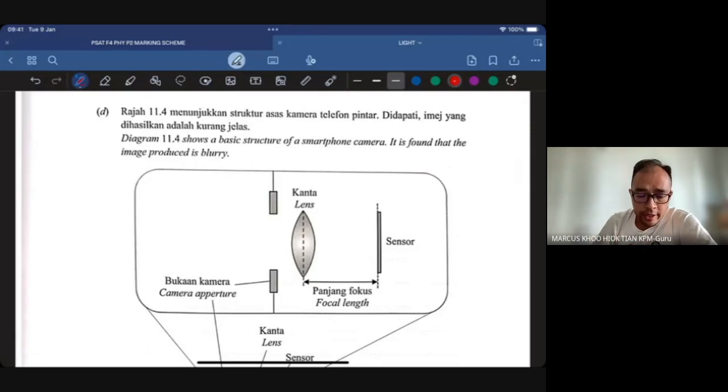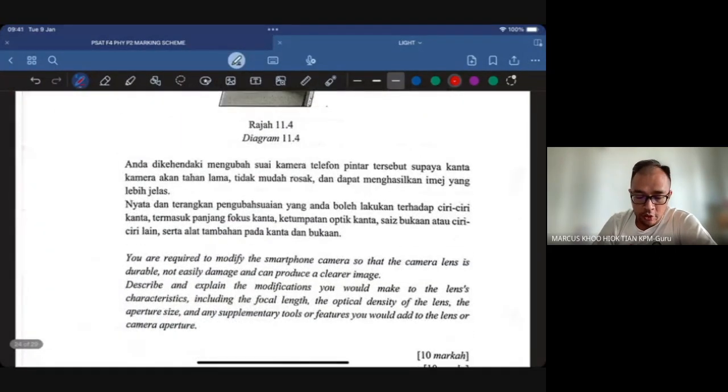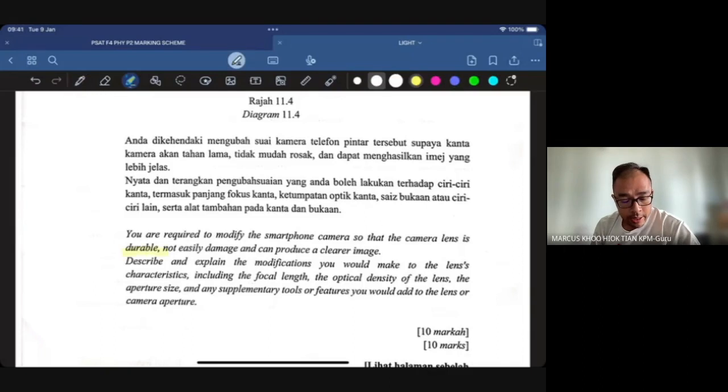Okay, it is found that the image produced is blurry. You are required to modify the smartphone camera so that the camera lens is durable, not easily damaged, and can produce a clearer image. Describe and explain the modifications you make to the lens characteristics.